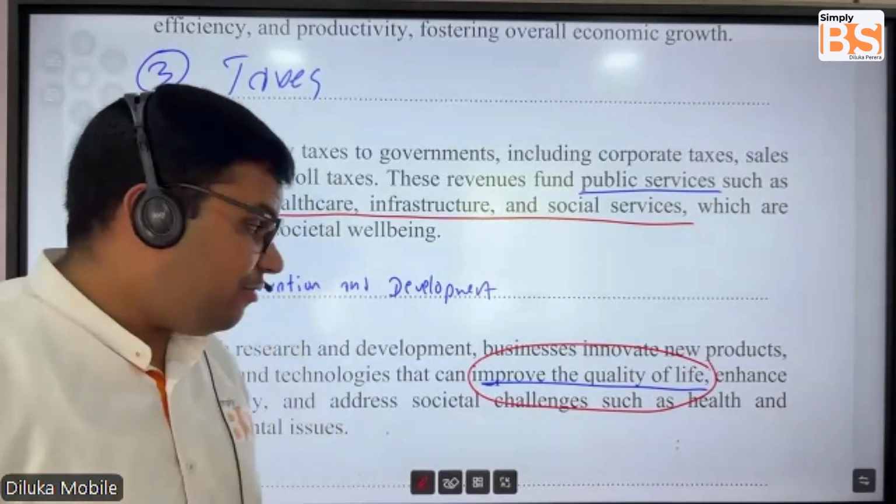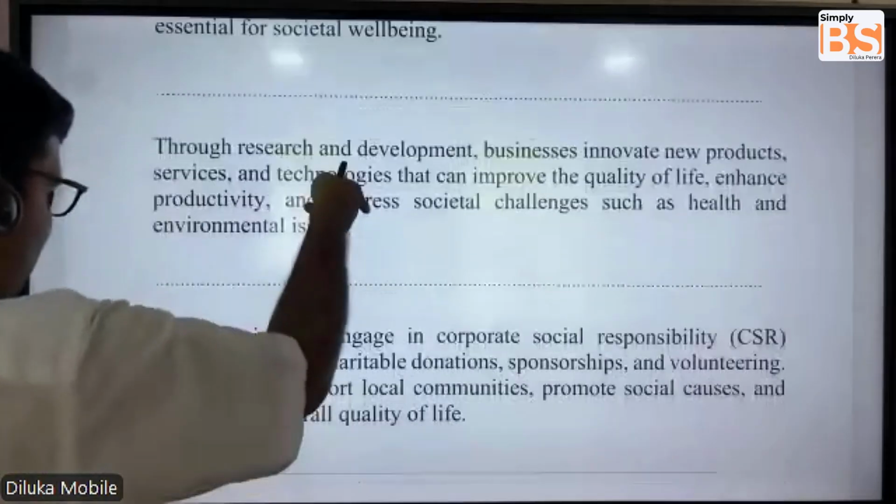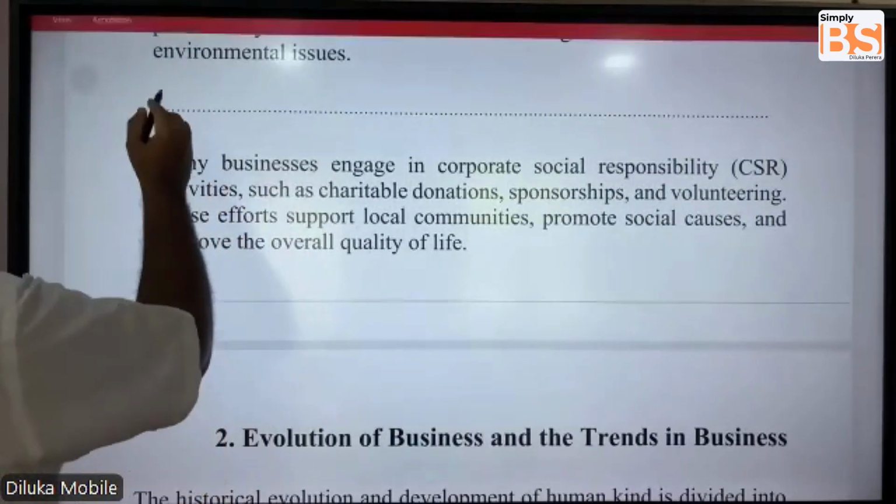Understood? Okay, fine. Then we have the fifth point, students. The fifth point.